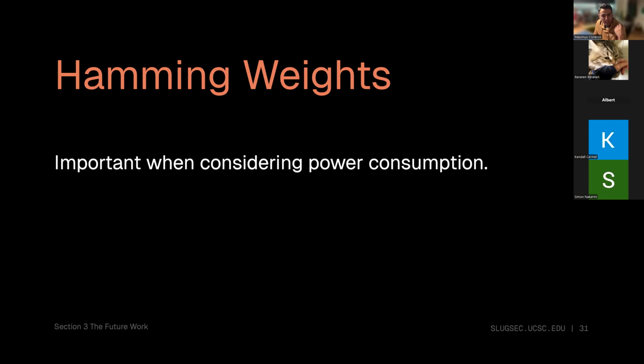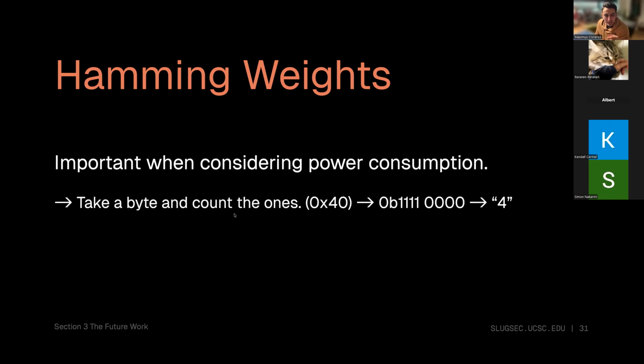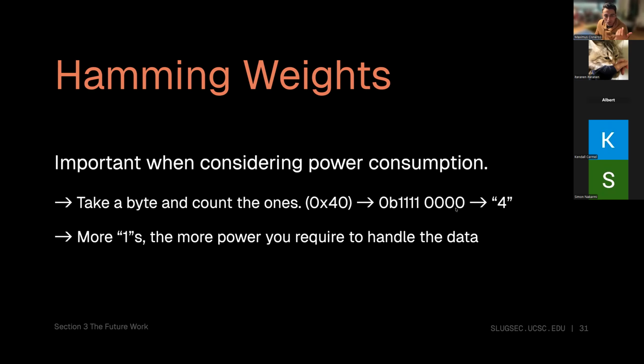I said that the text output, depending on the specific key, will draw more power, right? More bits will be on, in which case more power is going to be drawn. When we're talking about something like this, we're really referring to a concept called Hamming weights. Basically, the idea is you take a byte and you count the number of ones in that byte. The more ones there are, the more power you require to handle the data. Now, it might not be obvious why this is important, but as we get into CPA, you'll see that this is a very important concept when it comes to actual power analysis.